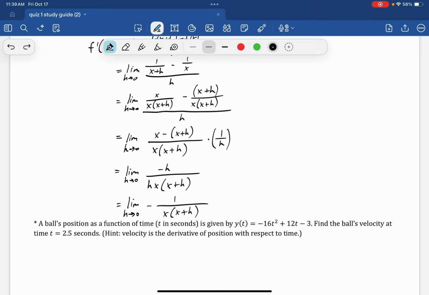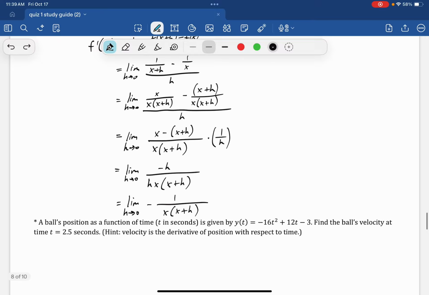Actually, I don't need to go there. Now, all I need to do is plug in h equals 0, because I'm not going to have any more divide by 0 errors now, and I'm left with negative 1 over x squared. Because x plus h is just x when h equals 0.